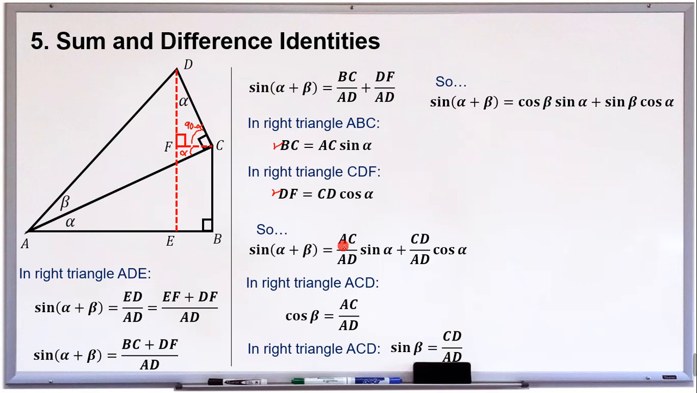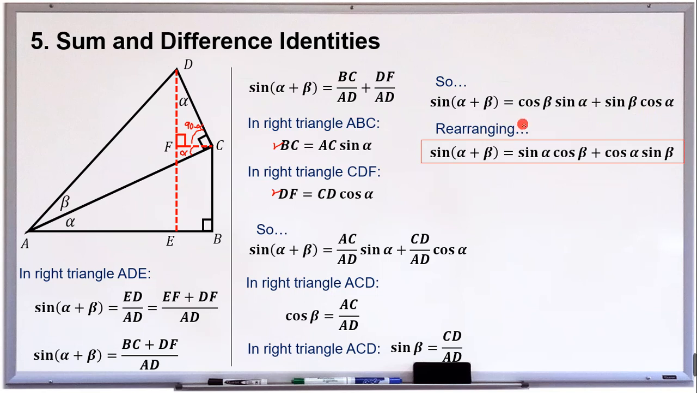So we have here AC over AD. This is equal to cosine beta. So we have here cosine beta, then sine alpha plus CD over AD, as we all know from the right triangle ACD, that is equal to sine beta. So we have here sine beta cosine alpha. And rearranging the terms, we have the sine of the sum of the two angles alpha and beta simply equal to sine alpha multiplied by cosine beta plus cosine alpha sine of beta.